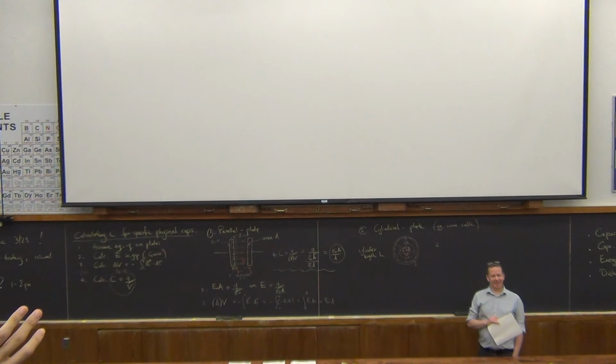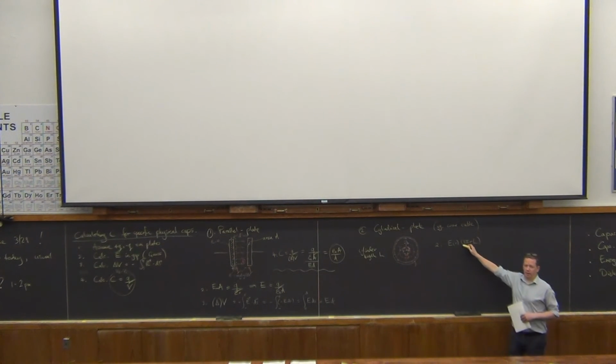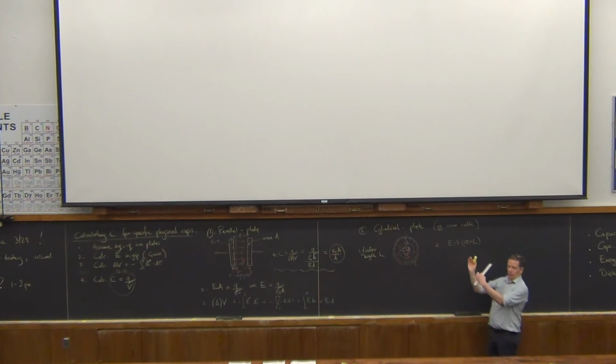Another volunteer? Yes. 2 pi r L. So E at some radial distance r times 2 pi r times L. I like that. This is the surface area of that curved part of the cylinder. So circumference of this circle, obviously 2 pi r, the whole thing has a length L, so the curved surface of the cylinder has area 2 pi r L.